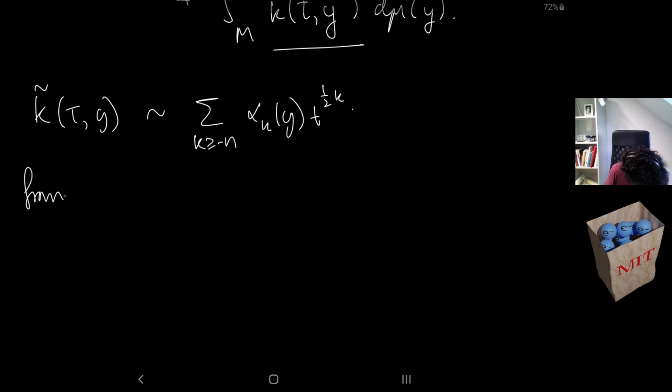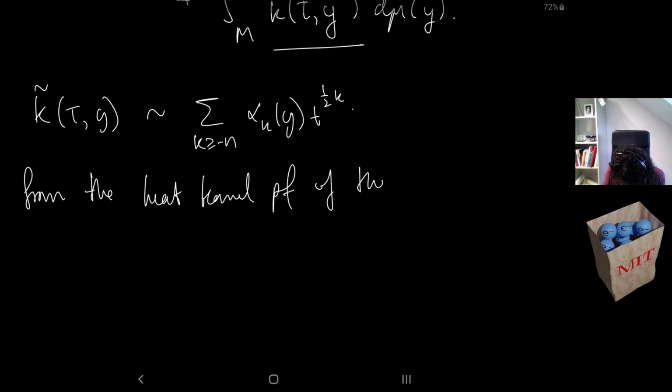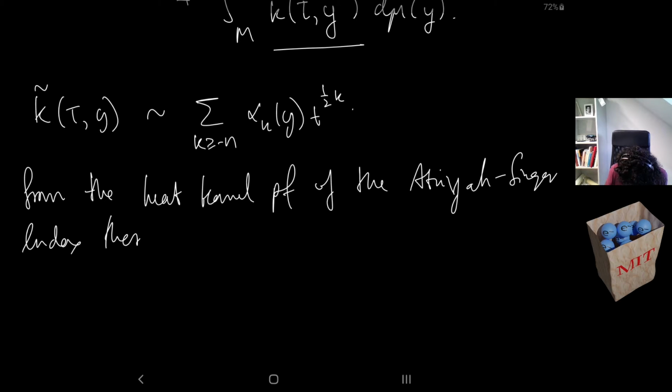From the heat kernel proof of the Atiyah-Singer index theorem, for D tilde elliptic and M tilde closed.